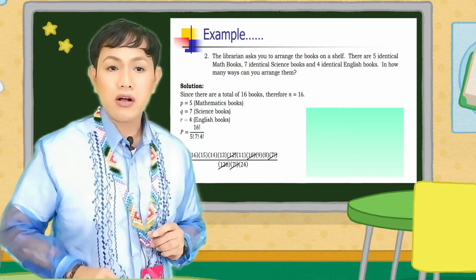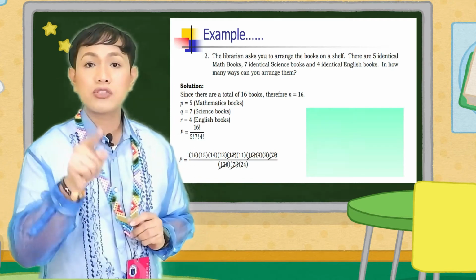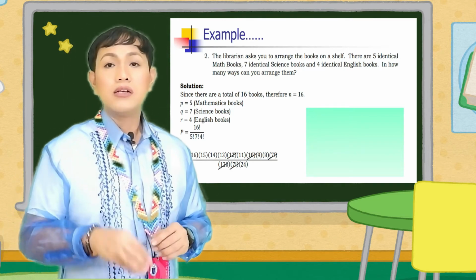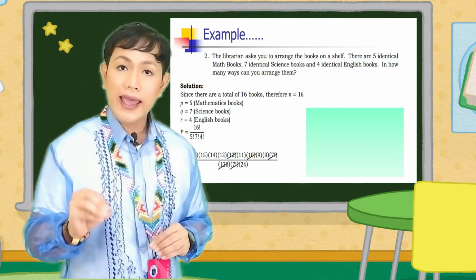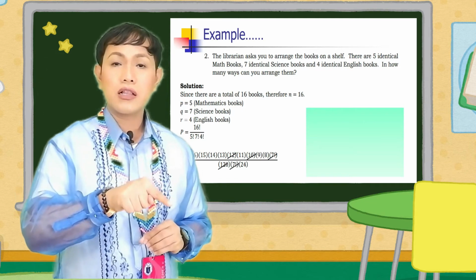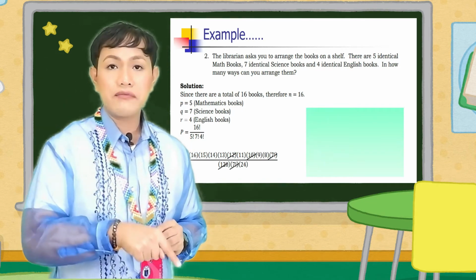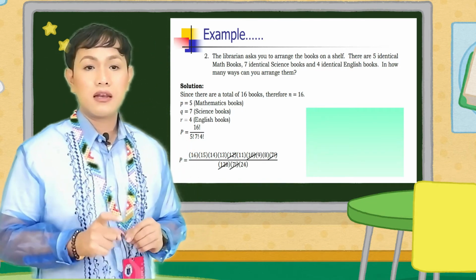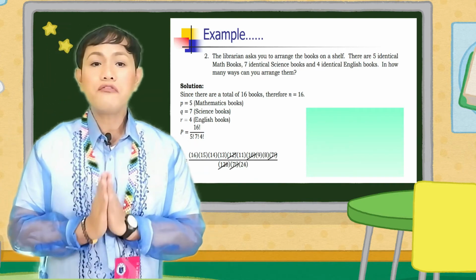That is precisely because we see a 7 factorial in the denominator. So all we need to do is to cancel that 7 factorial in the numerator and that 7 factorial found in the denominator.